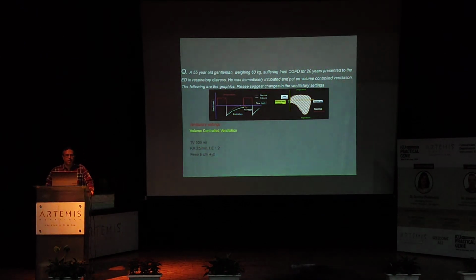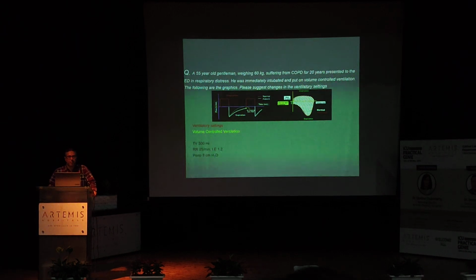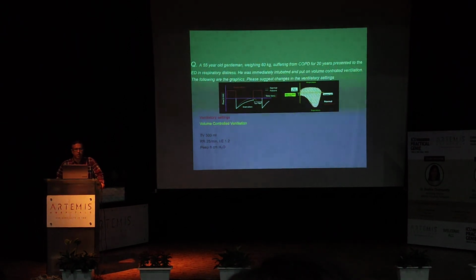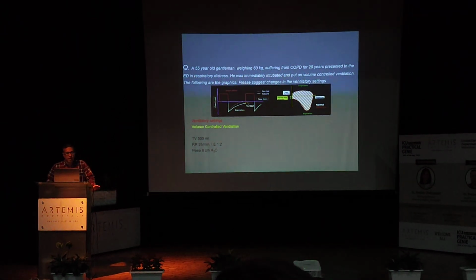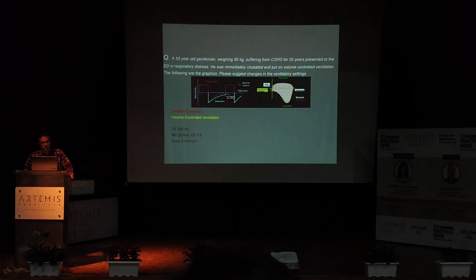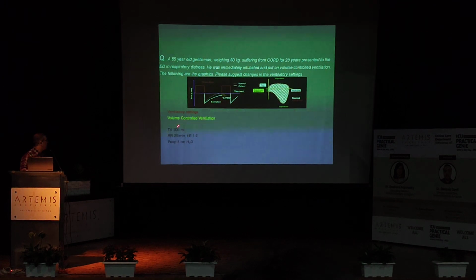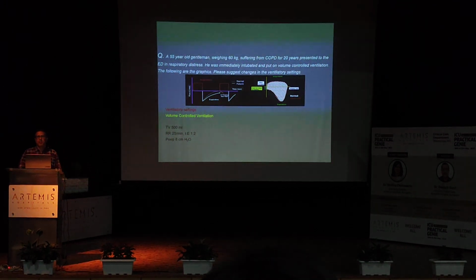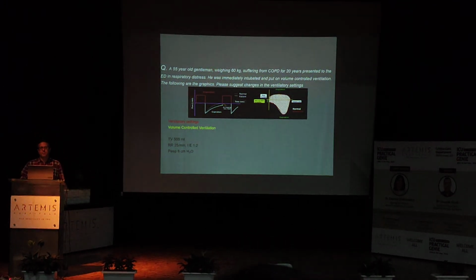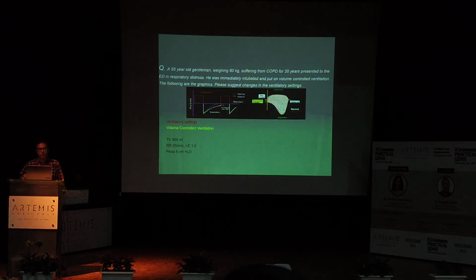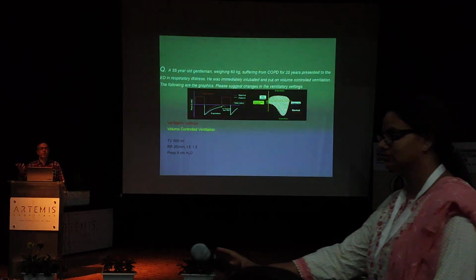Again, a 55-year-old person weighing 60 kg, suffering from COPD for 20 years, a long-standing one, intubated. And he is developing definite auto-PEEP. What do you want to change in these settings? These are the settings. What do you want to change? What is your aim actually? Prolong the expiratory time. How can you prolong the expiratory time?